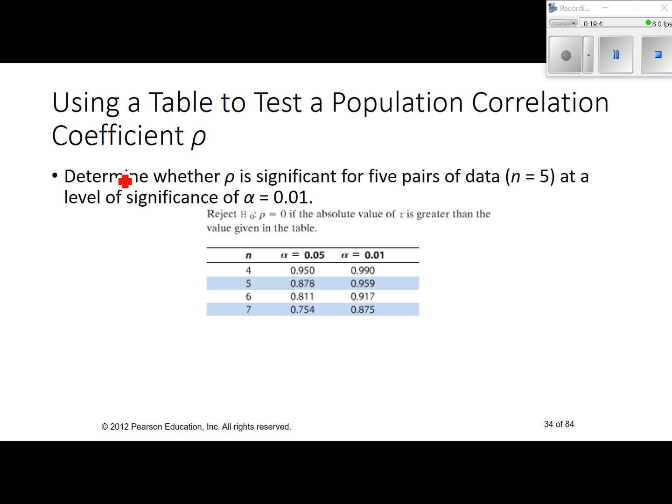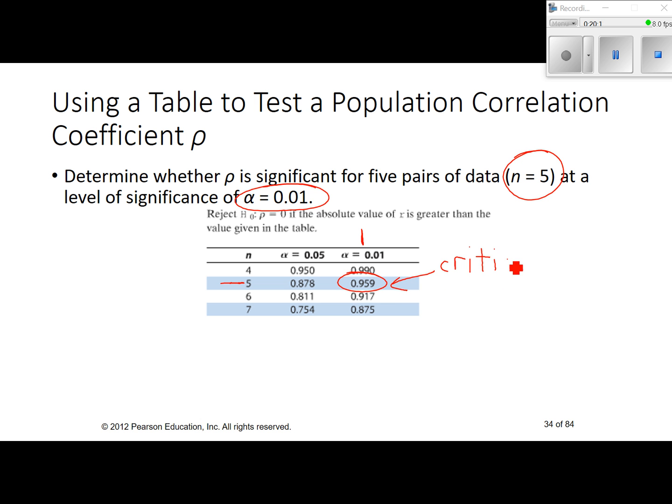All right, so this is just a little piece of the chart, and this is how we're going to use the chart. We know how many pieces of data we have. We have 5, and this time they're saying use a level of significance of 0.01. So we just go here to where it's 5, and we want to go over to the column where it's 0.01, and that number right there, that's our critical value.